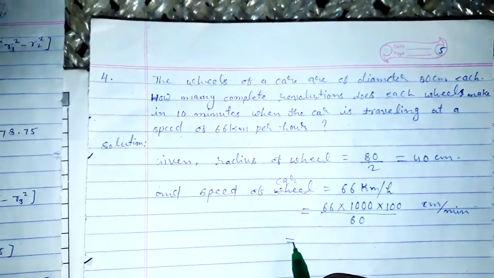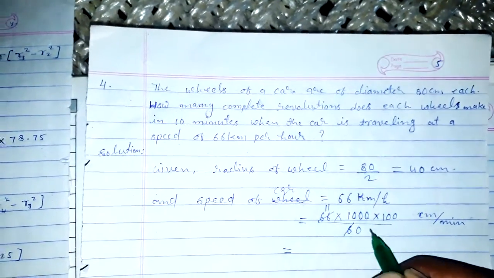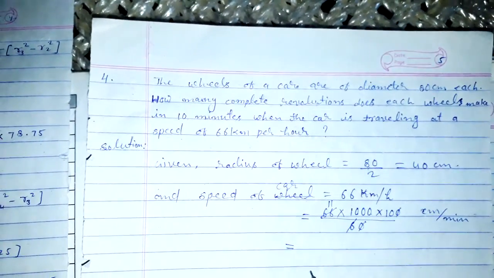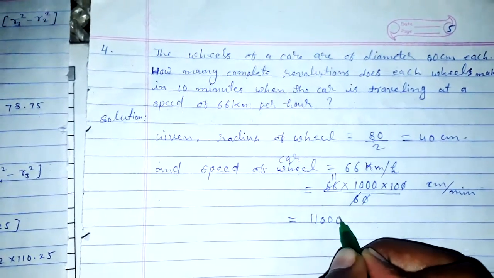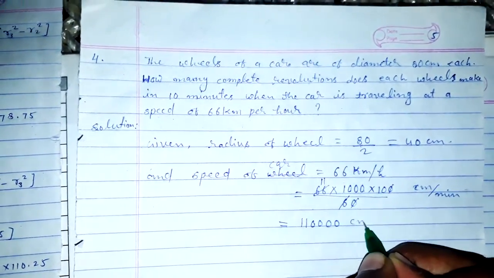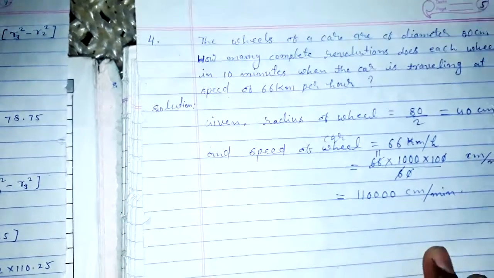So dividing here, 11 10 to 10, so this is 110,000 centimeter per minute.